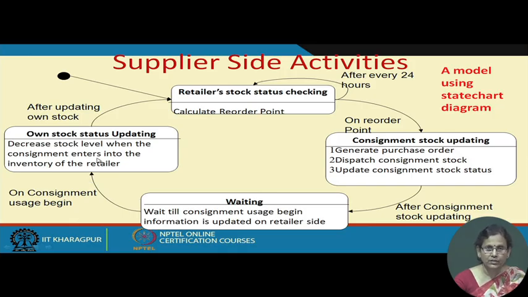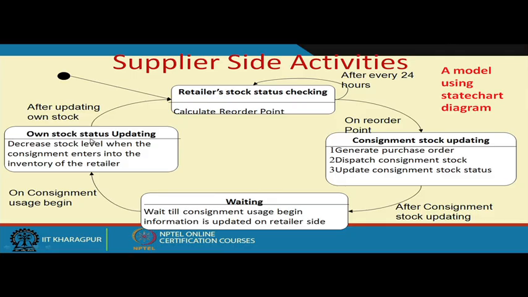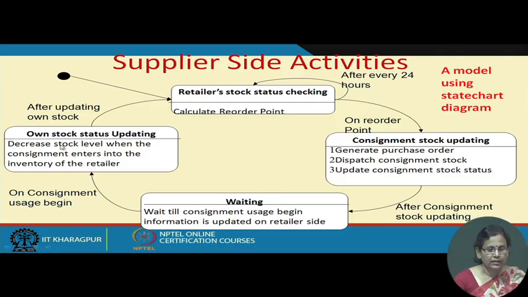Now, the consignment stock, which so far was in the inventory of the supplier itself but lying in the premises of the retailer, will now go to the retailer's inventory. So, what will the supplier do? He will be updating his own stock status. He will decrease the stock level when the consignment enters the inventory of the retailer.